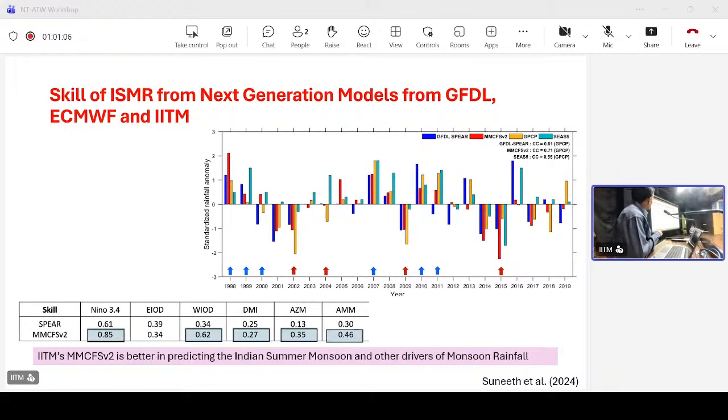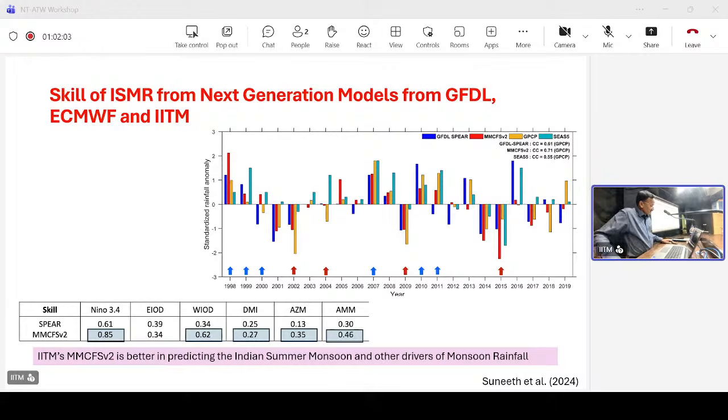So if you look at this, this is the internal variability of monsoon rainfall from 1998 to 2019. Actually, it is extended; I will show you in another slide as well. The blue one is the GFDL SPEAR model, the red one is our Monsoon Mission Climate Forecast System version 2, GPCP is the observation, and SEAS5 is the ECMWF system. If you look at the skills of these models, GFDL SPEAR skill is about 0.61, whereas MMCFS version 2 skill is about 0.71, whereas ECMWF SEAS5 is only 0.55. So once we improved the monsoon simulation in the model, we noticed that not only is monsoon improving, but if you look at NINO 3.4, Western Indian Ocean, Dipole Mode Index, Atlantic Zonal Mode, Atlantic Meridional Mode, all these skills have improved significantly.